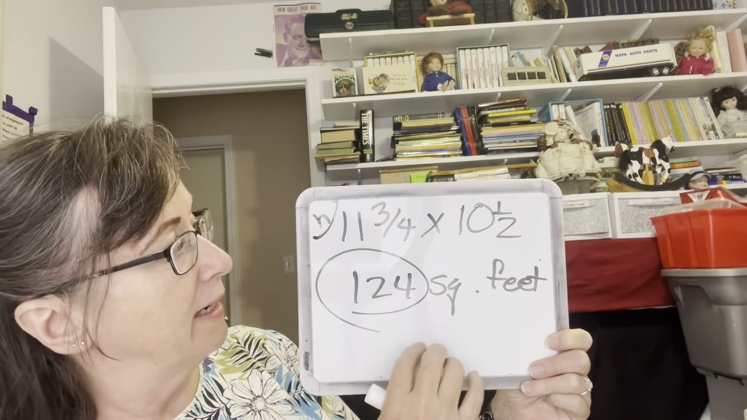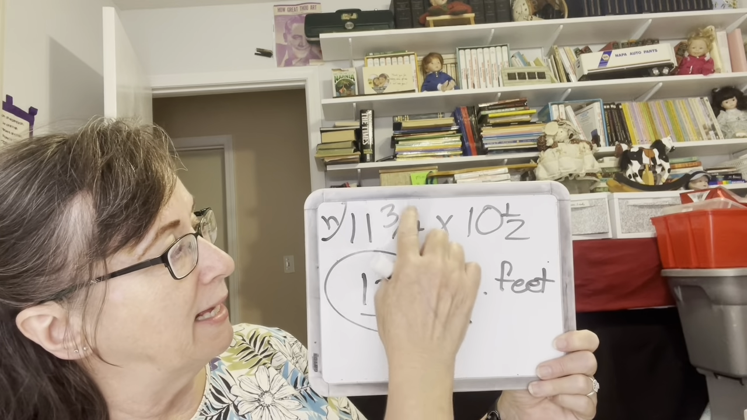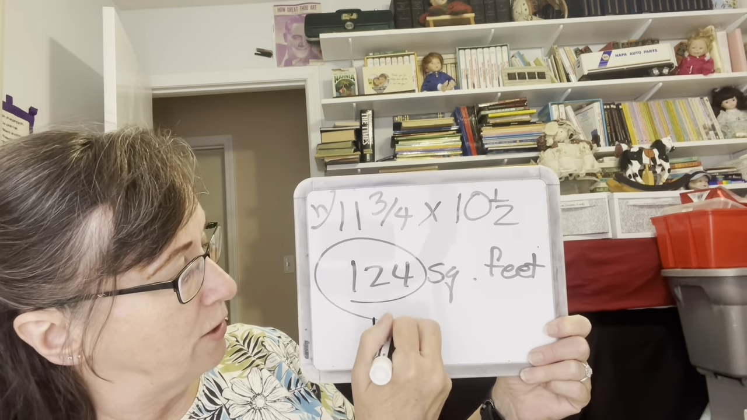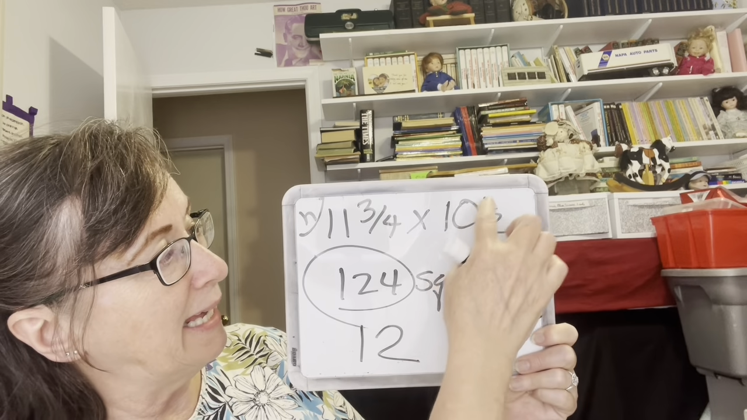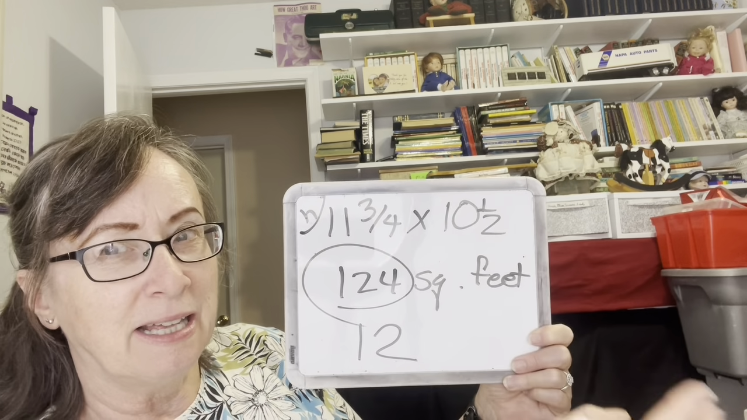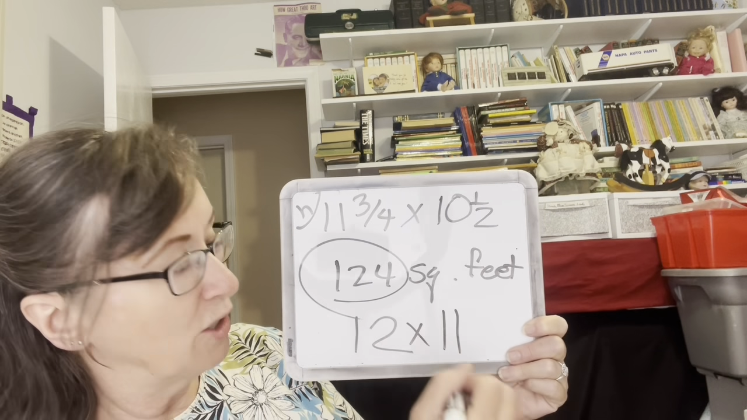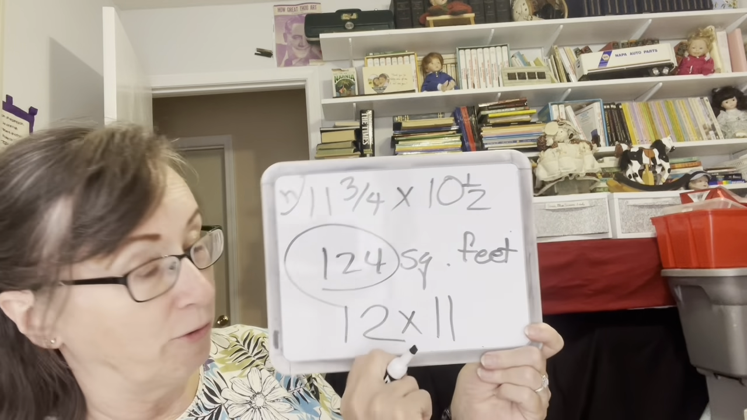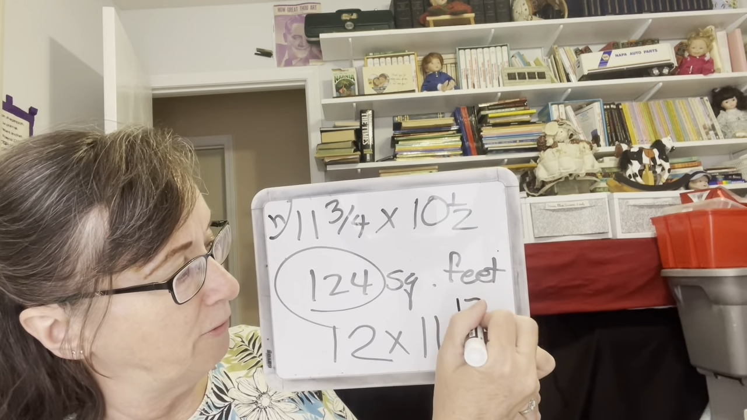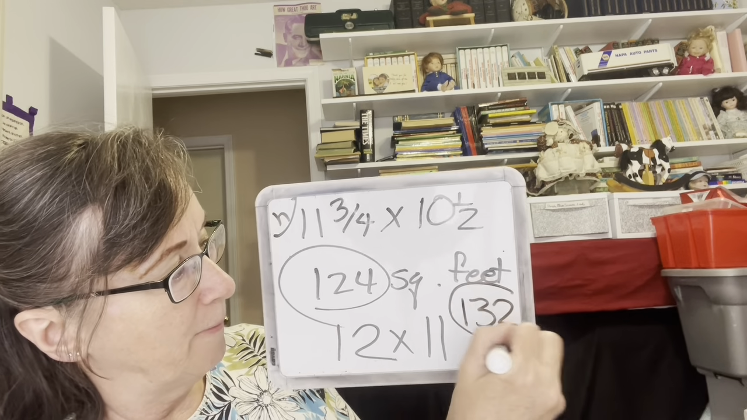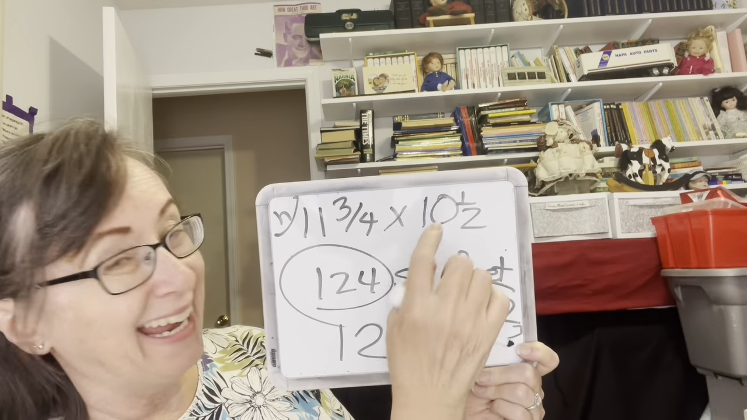Is or is not. So we're going to make this 11 3/4 close to 12. And 10 1/2, half rounds up, doesn't it? So we'll make that 11. 12 times 11, if you remember your math facts, is 132. Okay, and we rounded that one up and that one up.